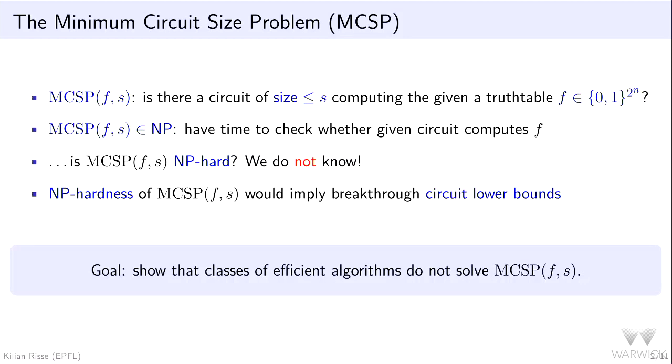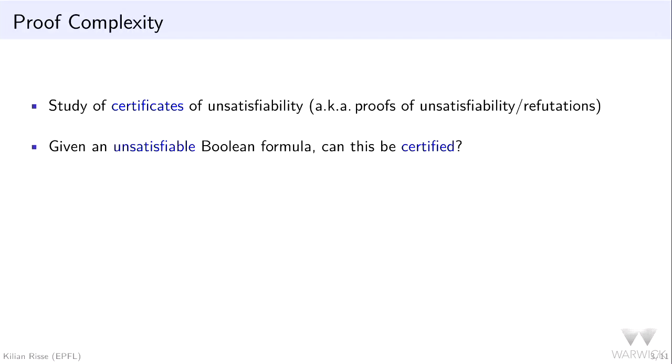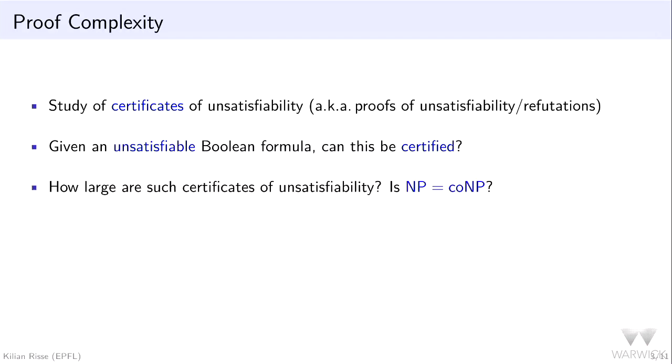And this is somehow my excuse to do proof complexity. So let me quickly introduce what this is. We've seen it already yesterday, but just again, it's the study of certificates of unsatisfiability, also known as proofs of unsatisfiability or refutations. I'll use these terms interchangeably. The main question to study is, if you're given an unsatisfiable Boolean formula, whether this can actually be certified. It can always be certified, but very inefficiently, by just listing all the truth assignments. But can this be done efficiently? That's just the question of whether NP is equal to co-NP.